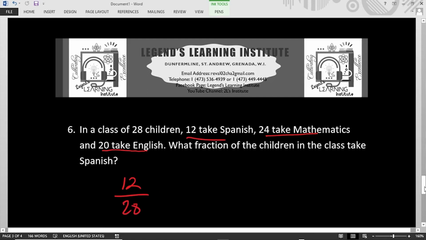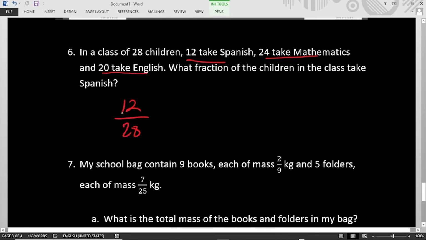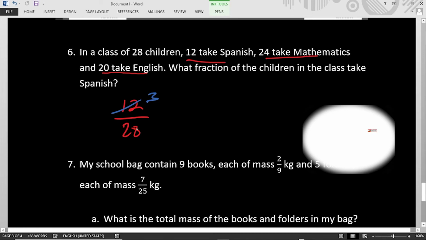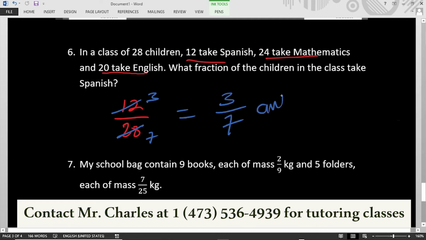So what's the highest common factor between 12 and 28? That would be 4. So 4 into 12 is 3, and 4 into 28 is 7. So we get 3 over 7 as our answer. So 3/7 of the class take Spanish. So 3/7 is our answer for number 6.